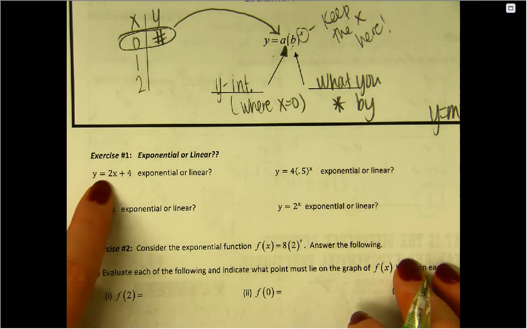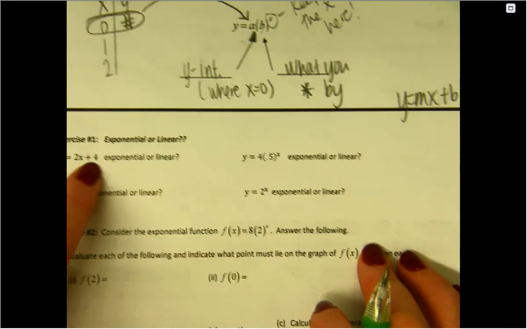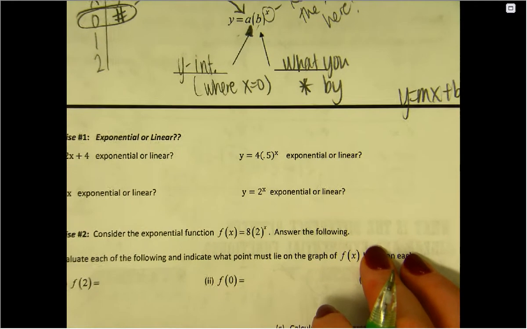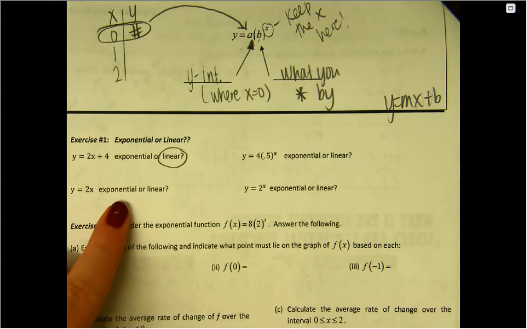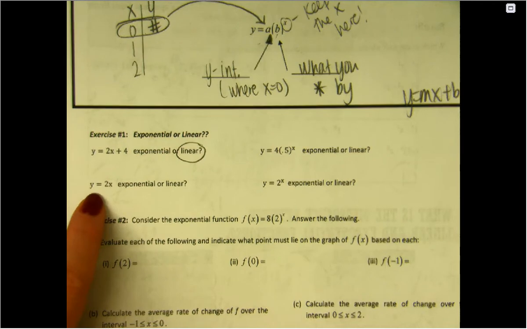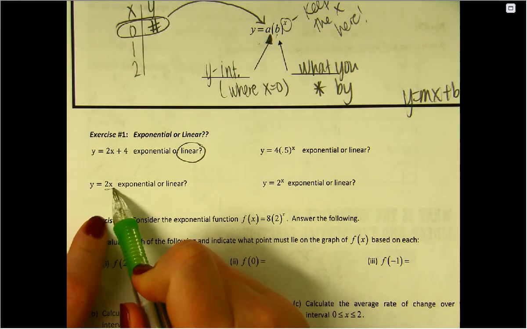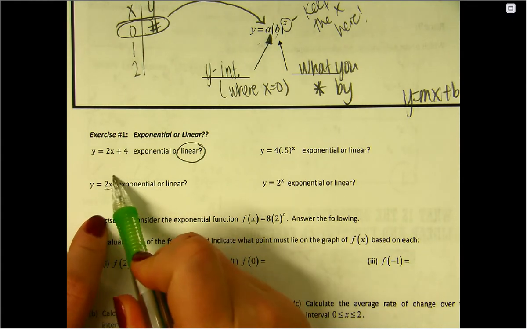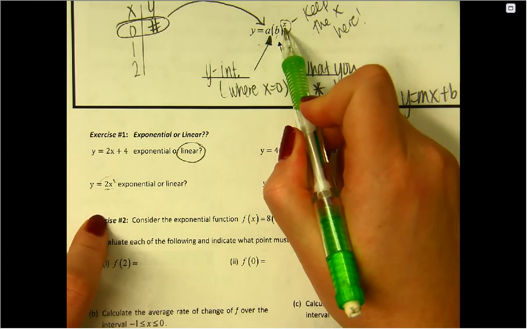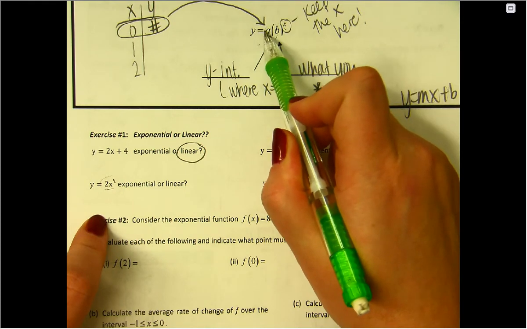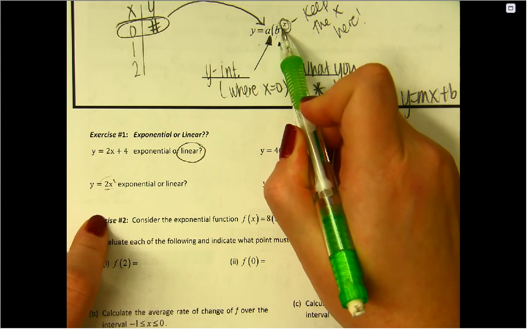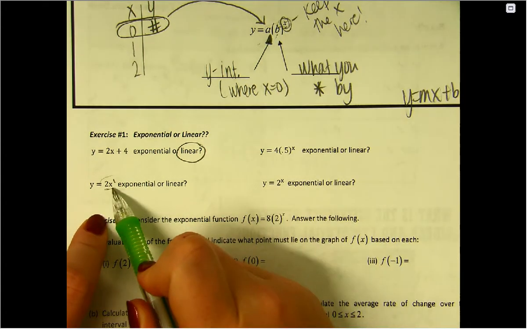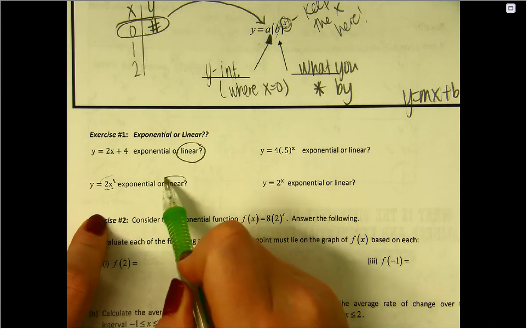Well, this first one says y equals 2x plus 4. That sounds a lot like y equals mx plus b to me, so this one is linear. Let's look here. I have y equals 2x plus, oh, nothing. So just 2x. But notice the exponent is a 1. With exponentials, what you're looking for is for your exponent to be a letter. A dead giveaway for an exponential is that the exponent is a letter. My exponent here is not a letter, so that would indicate linear.